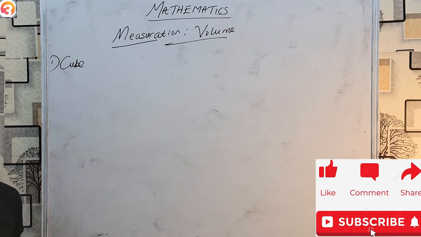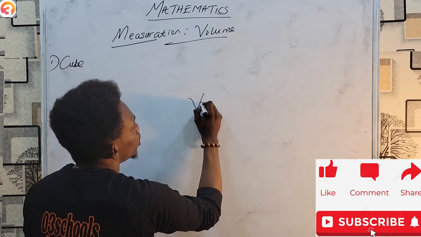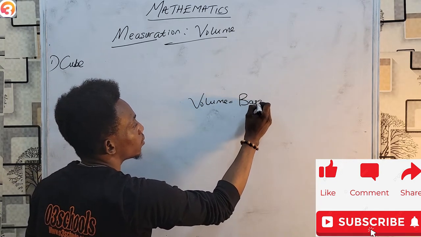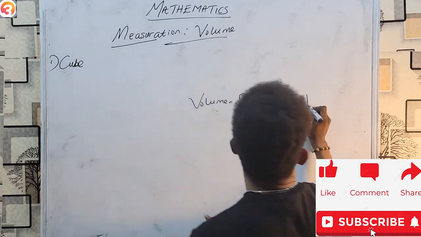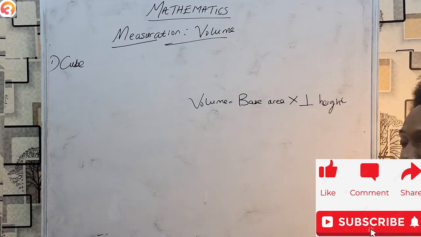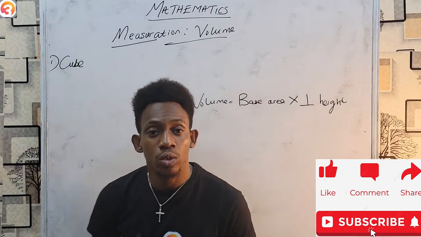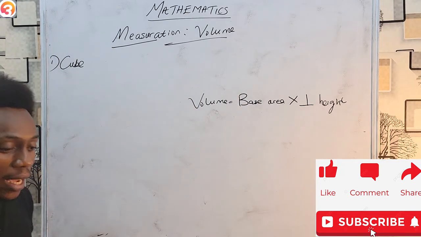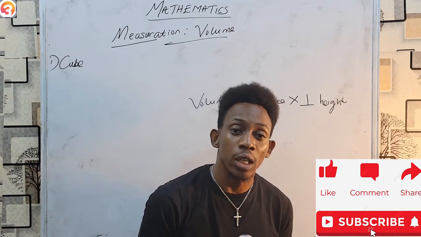But before we even go here, let's get the general formula down, please. For volume, the general formula is base area times perpendicular height. So the base area of the shape times its perpendicular height will always give you the volume. However, in some cases, perpendicular height is not easy to get. So my team, we have a small straight formula to get the volume.